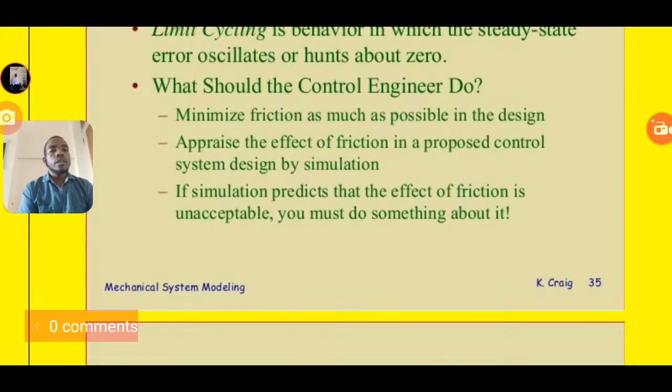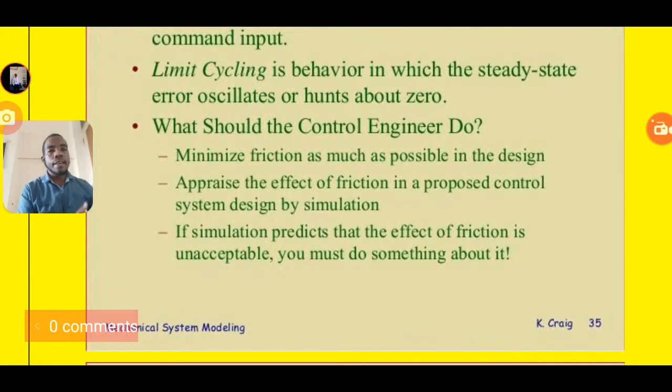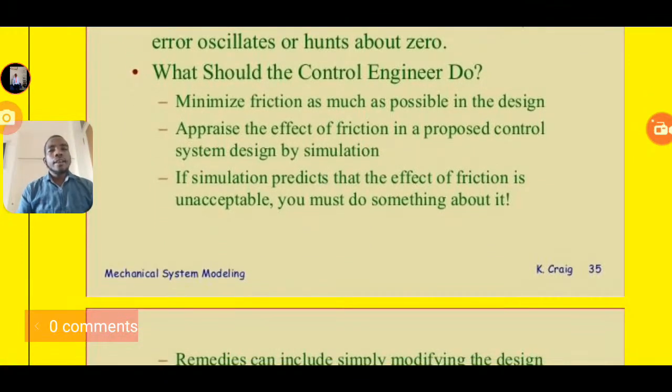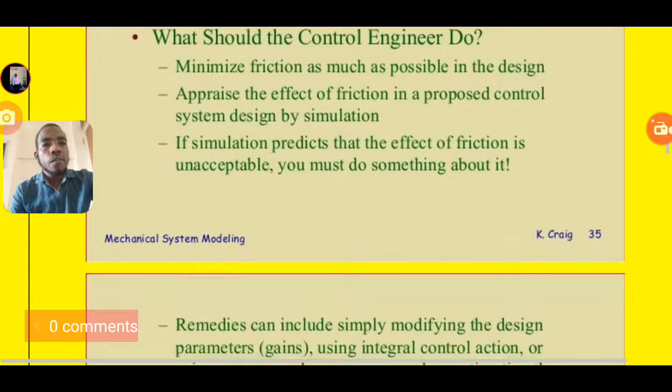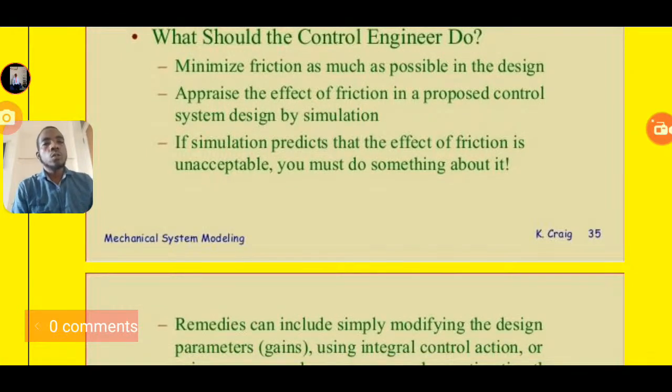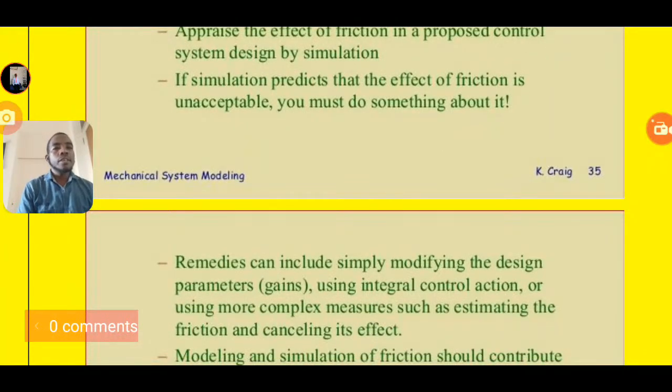So what should the control engineer do in this case? The control engineer can do the following tasks. That means minimize the friction as much as possible in the design. The control engineer can appraise the effects of the friction in a proposed control system design by using simulation. If the simulation predicts that the effect of the friction is unacceptable, you must do something about it.